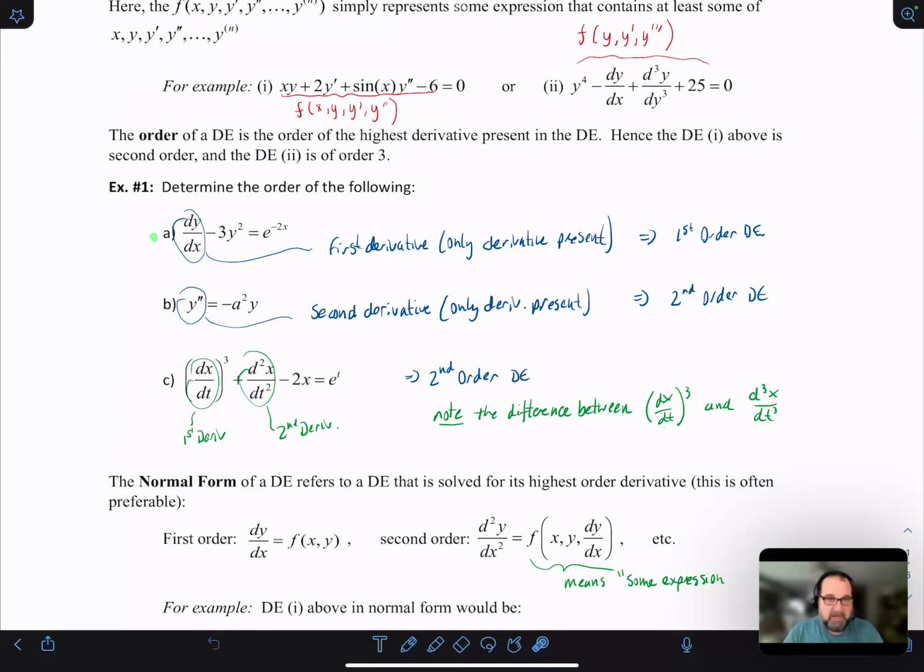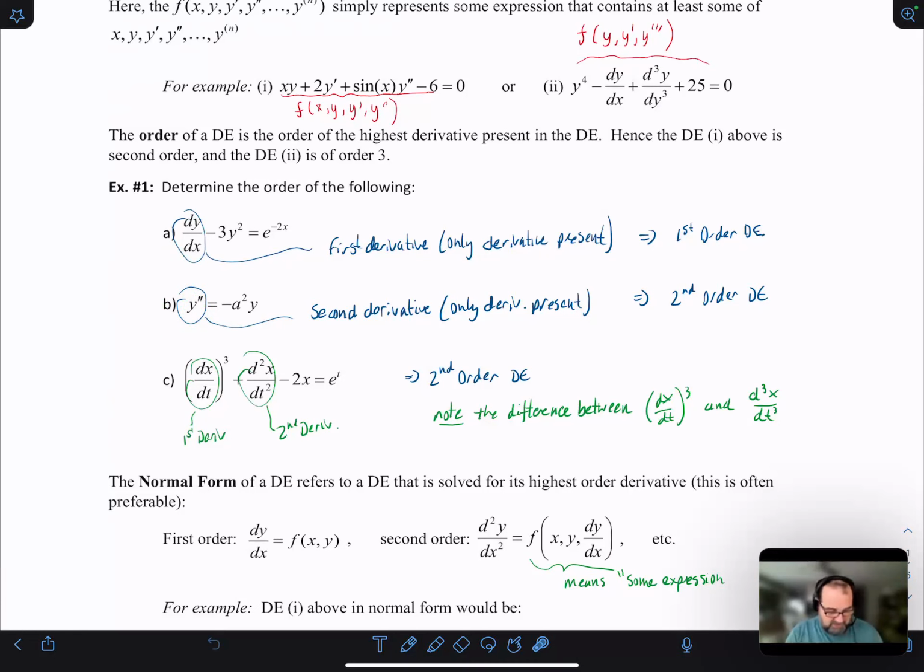The first one here, number A, clearly only has a first derivative of y, so this is a first order DE. This second one has a second derivative here. This would be a second order differential equation. Notice that just because it has a second order derivative, it has no first order derivative. That's fine. A second order DE has to have a second order derivative and may have a y prime and may have a y in it, but does not have to.